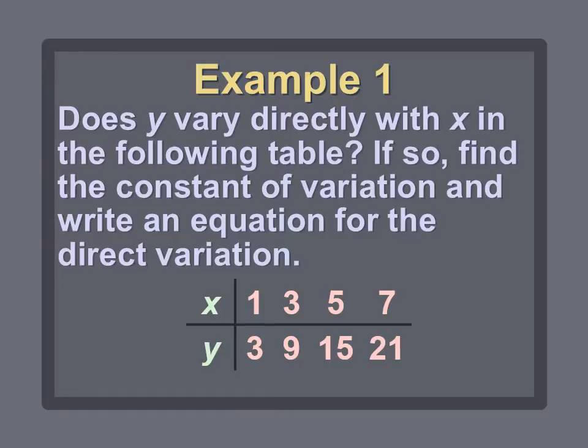So remember, when we check to see if it's a direct variation, we're going to do y divided by x. So 3 divided by 1 is 3, and 9 divided by 3 is 3, and 15 divided by 5 is 3, and 21 divided by 7 is 3. So we kept getting 3 when we did the ratio y over x. So our answer would be yes, y does vary directly with x, and the constant of variation would be 3.